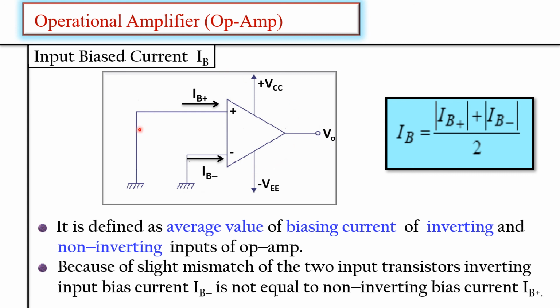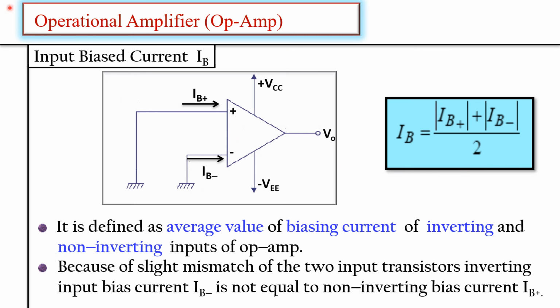Student, you have to draw the diagram and write the formula. If it is asked to explain the input biasing current of the op-amp, you have to draw the diagram and define what you mean by input biasing current. It is nothing but the average value of the biasing currents of the inverting and non-inverting inputs of the op-amp, that is IB equals IB plus plus IB minus upon 2.